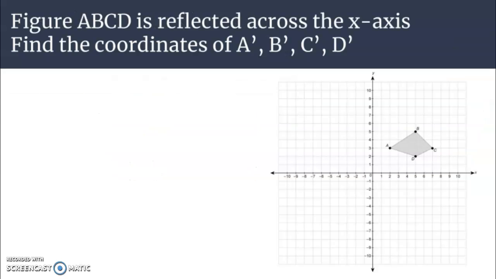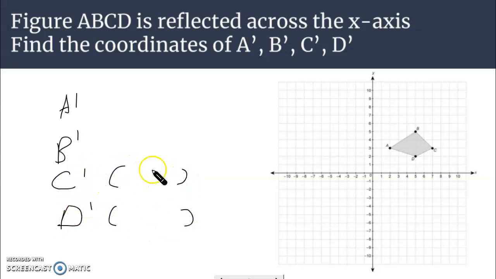Alright, let's look at this next one where it's a reflection across the x-axis. Find the coordinates of A prime, B prime, C prime, and D prime. Alright, well if I'm going across the x-axis, here's the reflection right there. If A's here, A prime would be down here. Notice those coordinates are 2, negative 3. Here's B. B prime would be lined up with it, just on the opposite side.